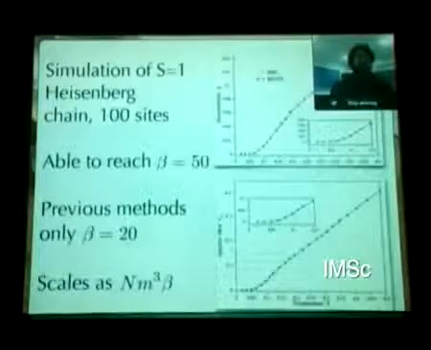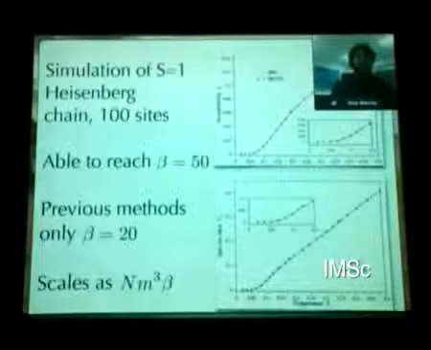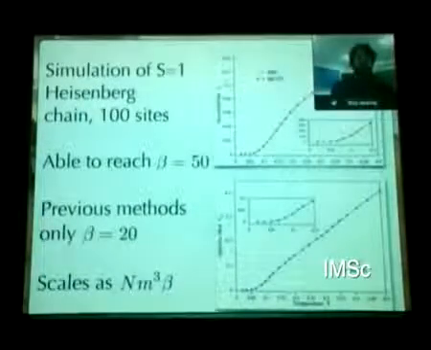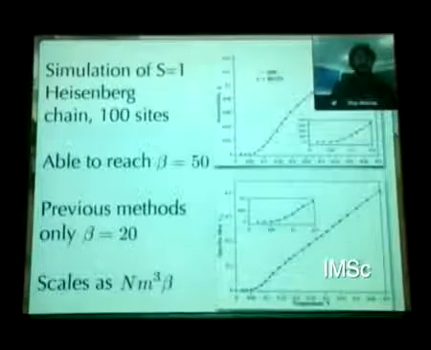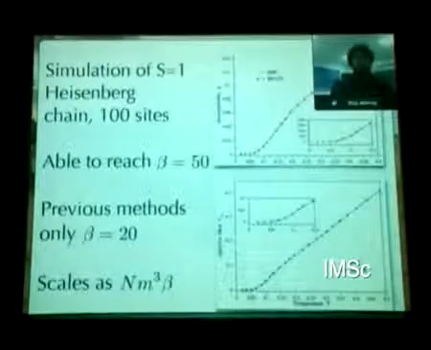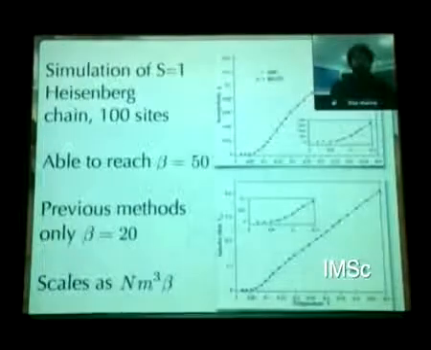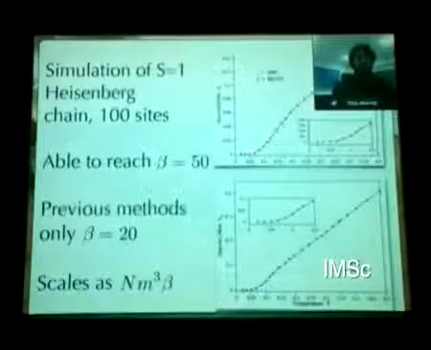And I should point out also that in these results, we were able to reach temperatures quite low, a beta of 50, where the gap is actually of order 1, just about a half. And so you can see in the pictures the effects of the gap. You get this kind of exponential decay of the specific heat at the lowest temperatures.